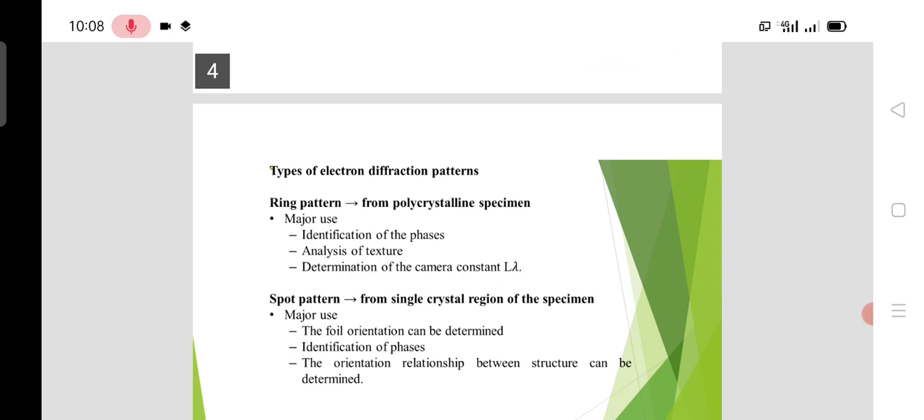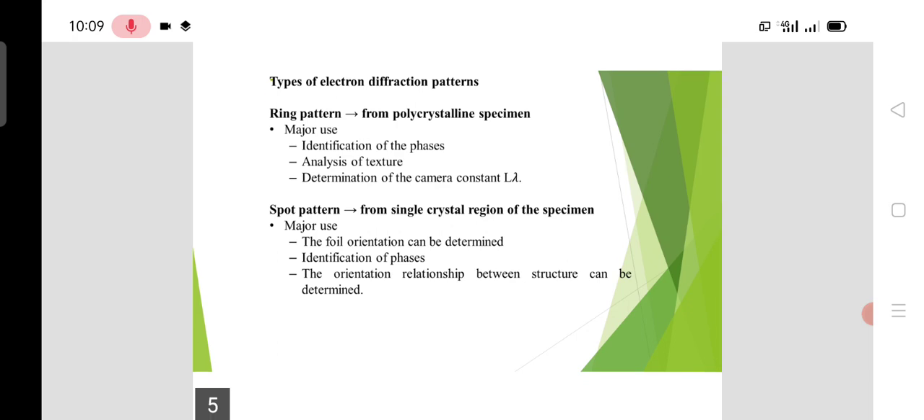Types of electron diffraction patterns: ring pattern and spot pattern. Ring pattern is from a polycrystalline specimen. Major uses are identification of the phases, analysis of texture, and determination of the camera constant L lambda. Major uses of spot pattern: the foil orientation can be determined, identification of the phases, and the orientation relationship between structures can be determined.